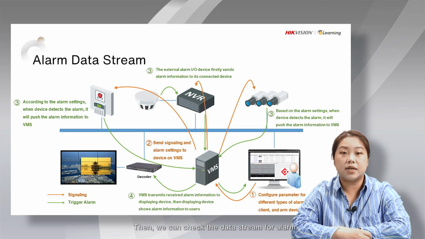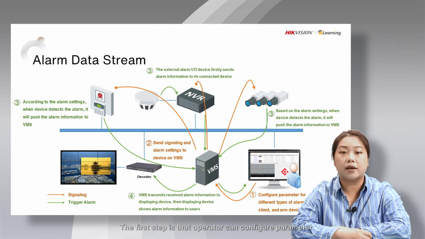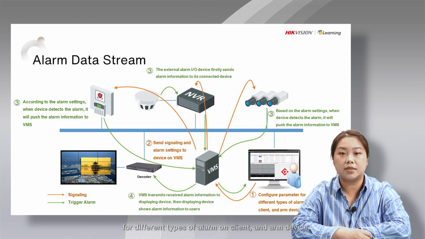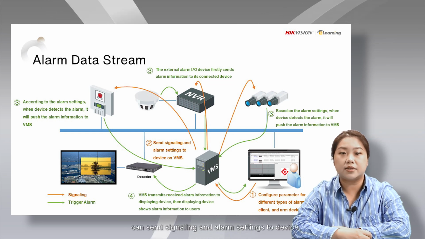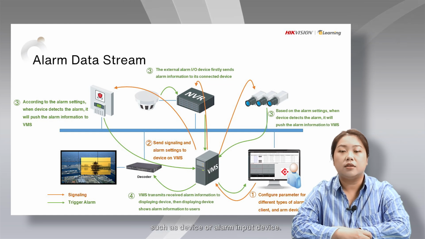Then we can check the data stream for alarm. The first step is that operator can configure parameter for different types of alarm on client and ARM device. And then VMS server can send signaling and alarm settings to device, such as device or alarm input device.